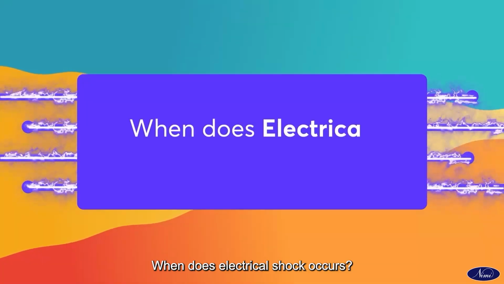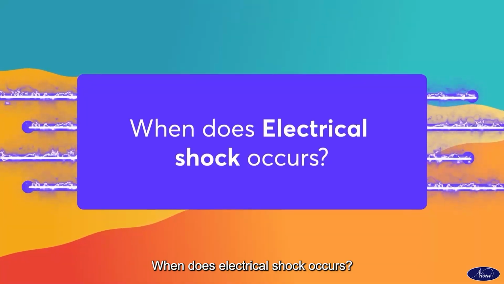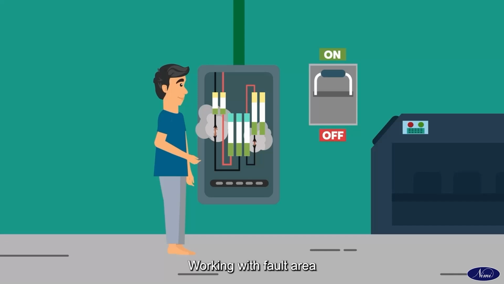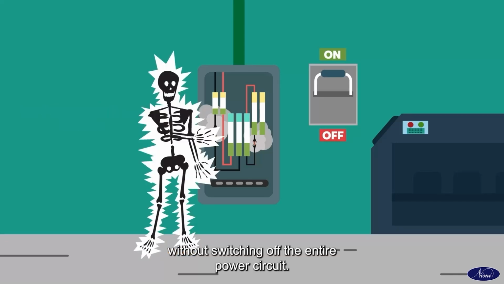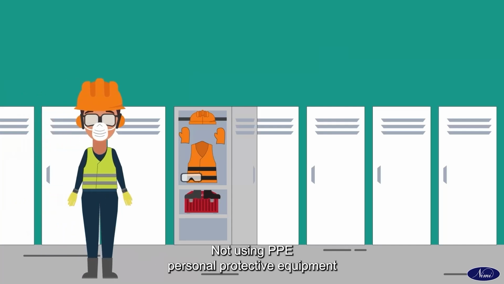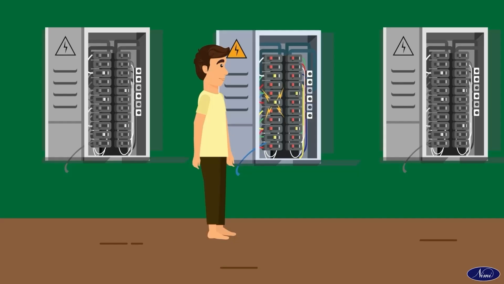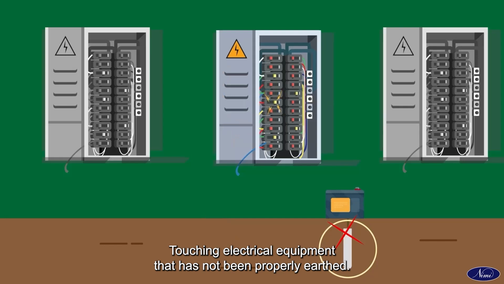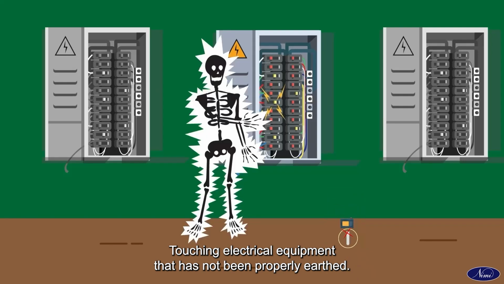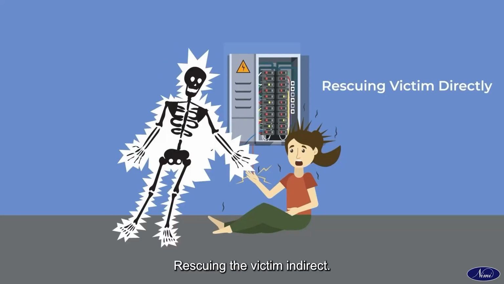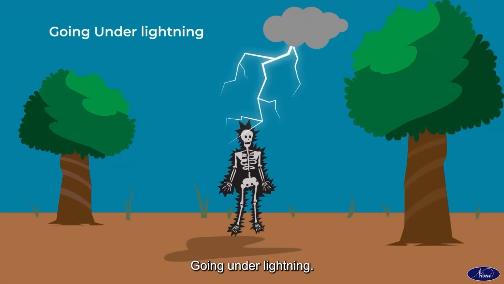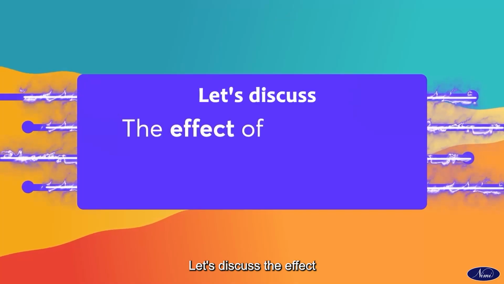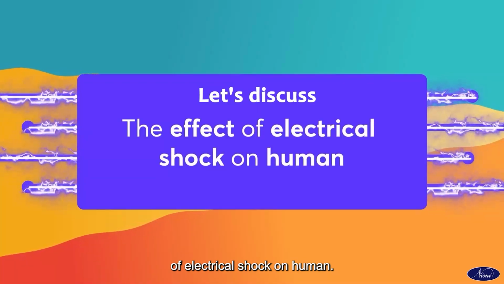When does electrical shock occur? Working on a fault area without switching off the entire power circuit. Not using PPE, personal protective equipment, or proper tools and equipment. Touching electrical equipment that has not been properly earthed. Rescuing the victim directly. Going out under lightning.